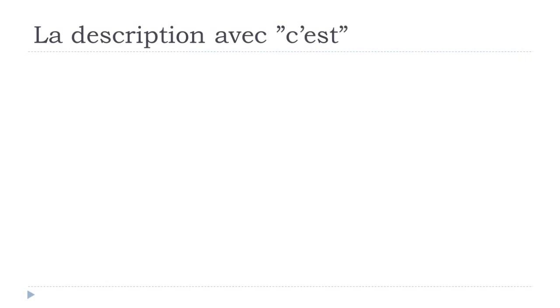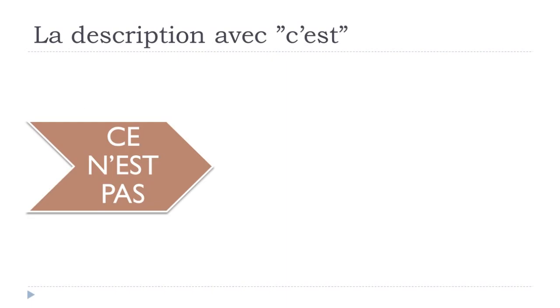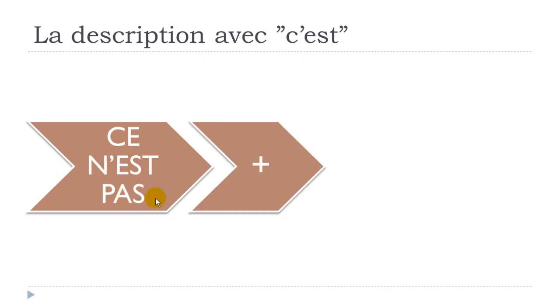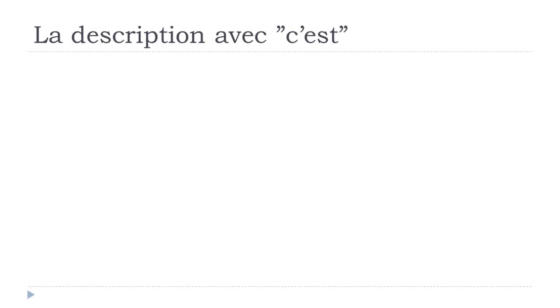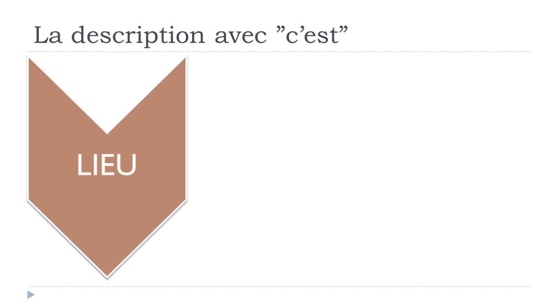So the second option would be to put this structure at the negative form, which is not that difficult because technically you just keep your structure. You just add, as usual, ne and pas before and after the verb. Then same thing here, you will put this adjective at the masculine form. We will basically just see one more time all the examples we had previously, but at the negative form.